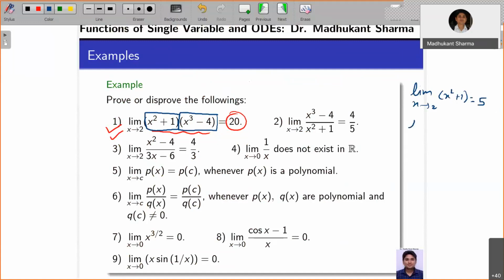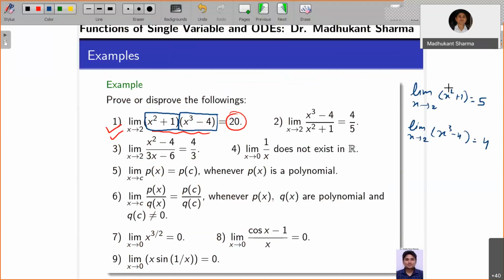And limit x tends to 2, x cube minus 4, that is equal to 4. Now you refer the result from the algebra of the function, right? Limit of f exists and equals L, limit of g exists and equals M. Then the product will give you L into M. 5 into 4 is 20.